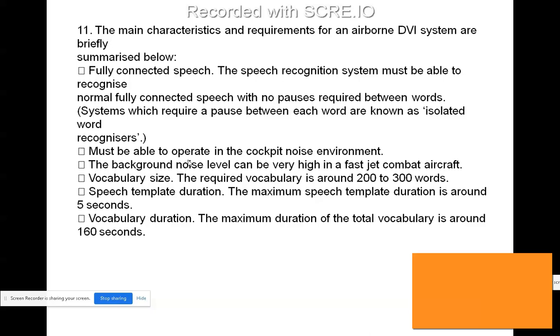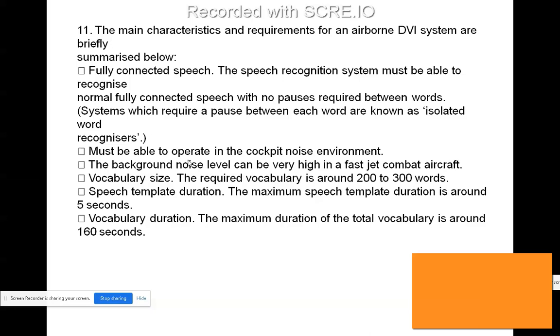It must be able to operate in the cockpit noise environment. So the same voice message can operate even with the noise present in the aircraft system. The voice message has to reach the pilot. The background noise level can be very high in a fast jet combat aircraft, so the voice message has to reach the pilot even though it is used in a fast jet combat aircraft system.